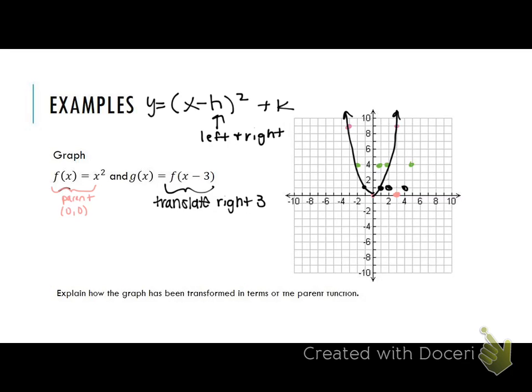So you guys should all be translating your points, right? And don't forget to label your graphs, because we definitely have 2 different graphs on here. The first one is f of x and the second one is g of x. So label them so you know which graph is which.